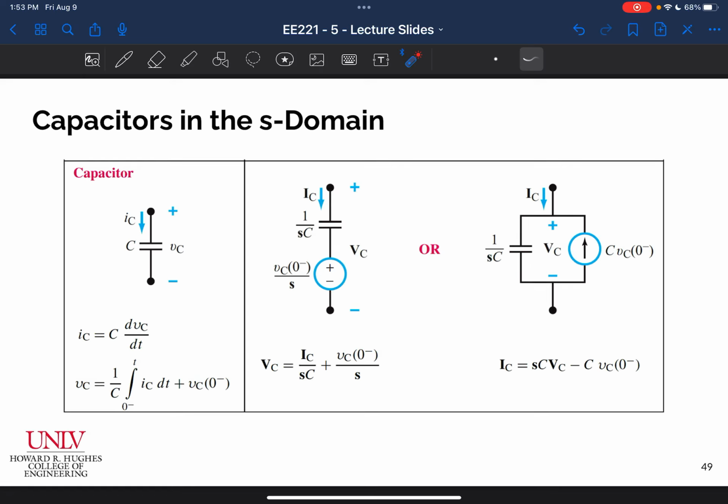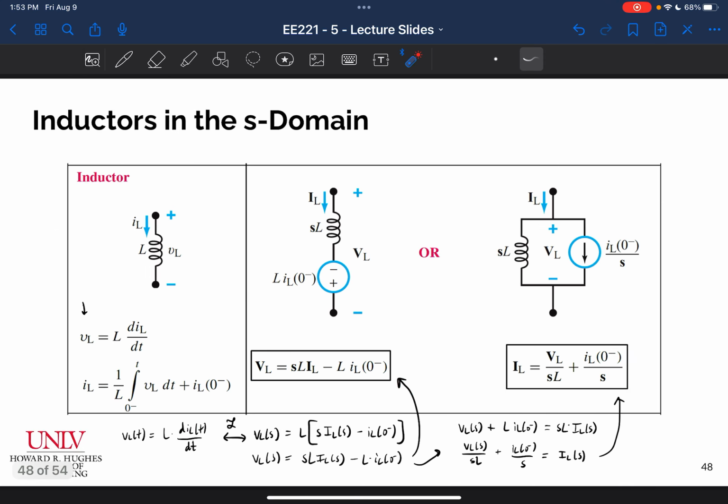All right, so let's talk about the capacitor in the S domain. Actually, let me talk about one really quick thing. I said we shouldn't worry about this right now because I had thought that the way you get between these two was just by the math, which it does work. I did it by just solving for IL of S here.